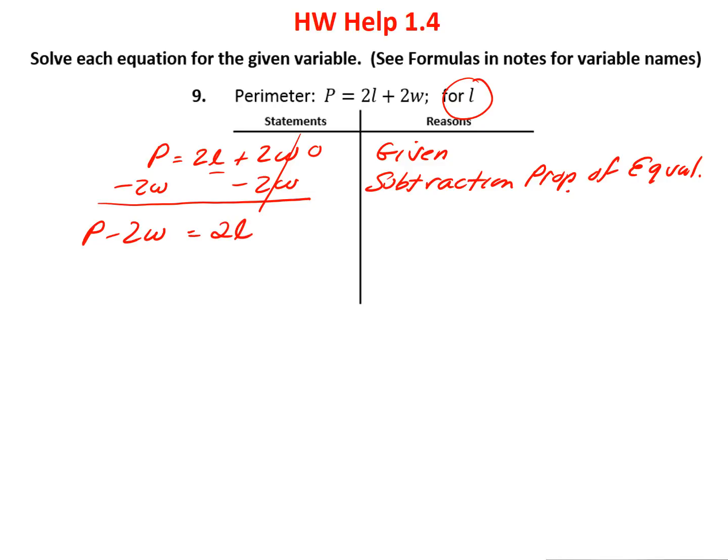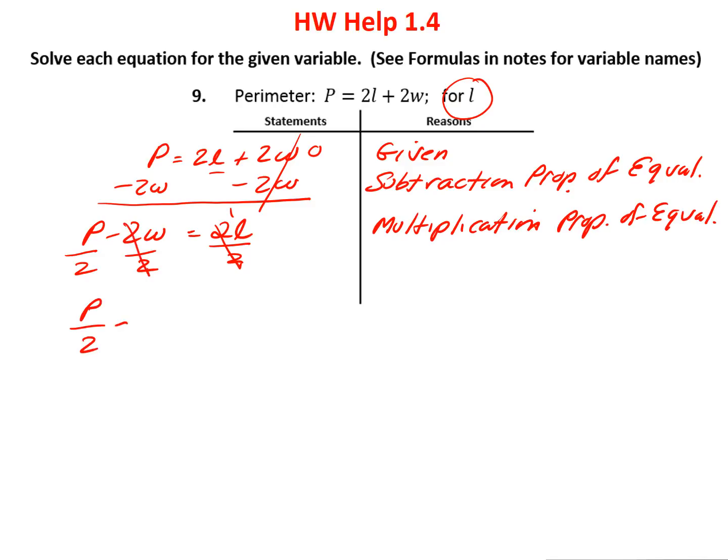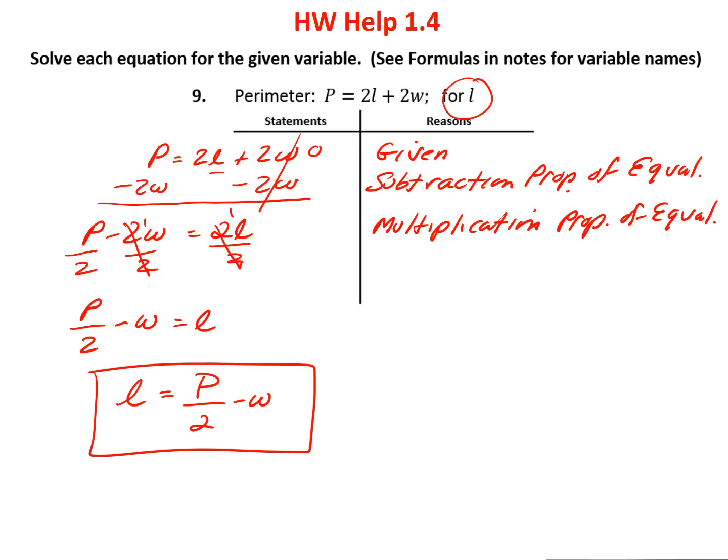Now our next step is to undo the 2 times L. The opposite of multiplying by 2 is dividing by 2. And remember, when we come over here, everything has to be divided by 2. Okay? So this is the multiplication property of equality. So here I have P over 2 minus 2 divided by 2 is 1 minus W equals L. Or I can reverse these and simply write L equals the perimeter divided by 2 minus W. And there's my solution.